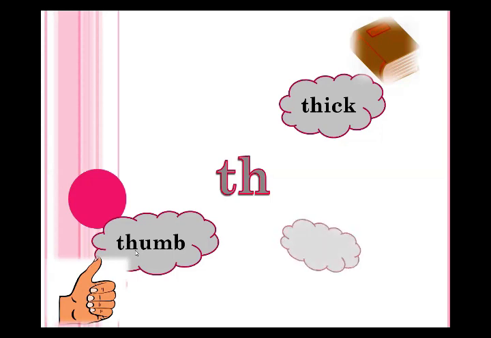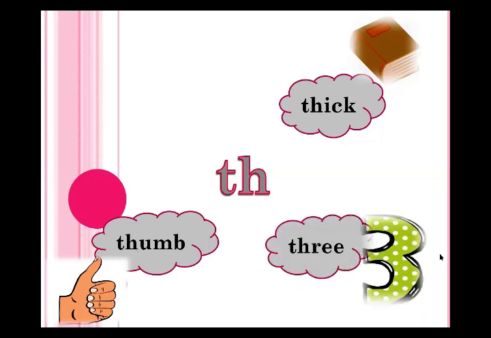We can see another example. Which number is it? It is 3. Number 3. Tha for three. As I told you, when we join T and H, they produce a new sound, which is tha.